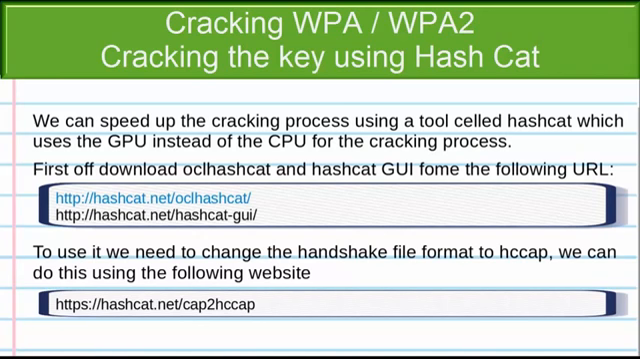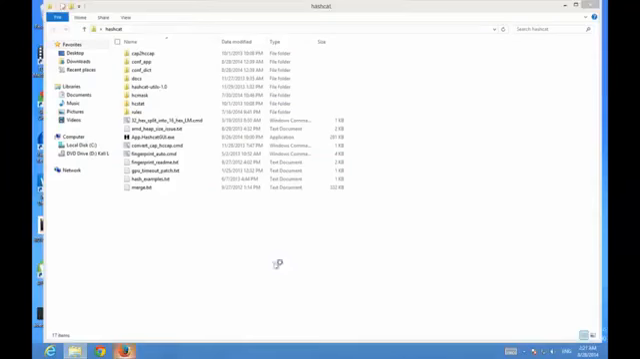So first of all, you're gonna need to download two files. First one is Hashcat, the tool that actually does the cracking, and the second one is Hashcat GUI, which is the graphical user interface for Hashcat. After we do that, we're gonna need to convert the handshake file to a HC-cap file. The handshake was captured in a cap file, as we saw in the previous videos. We have to convert it to a HC-cap file so that Hashcat can read it. We can do that from their website, hashcat.net. Let's see how we do that.